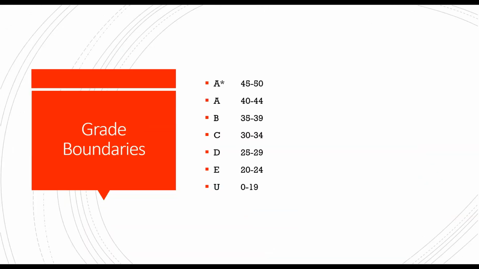So, first of all, the grade boundaries. The assessment was out of 50 marks, and you can see on the screen right now what the grade boundaries are. 90% for an A star, 80 for an A, 70 for a B, 60 for a C, half marks, 50% for a D, and 40% for an E.